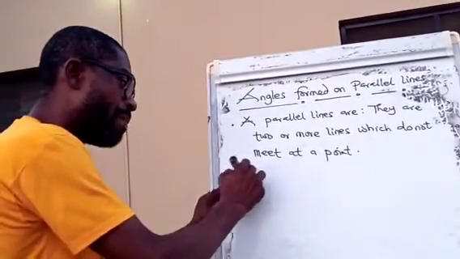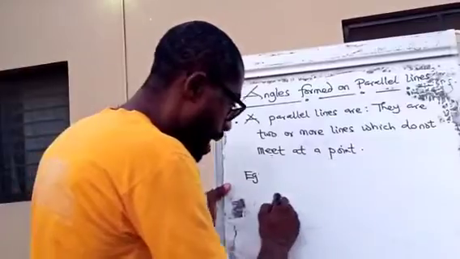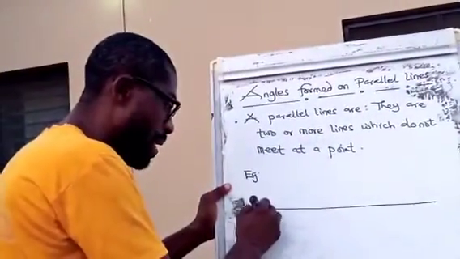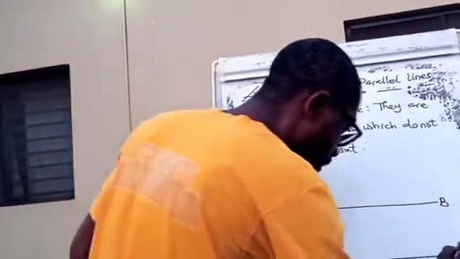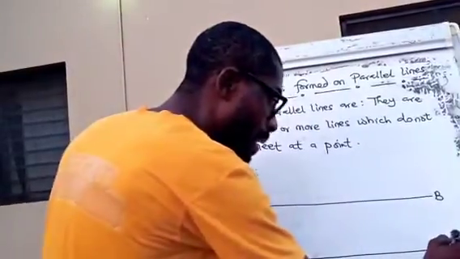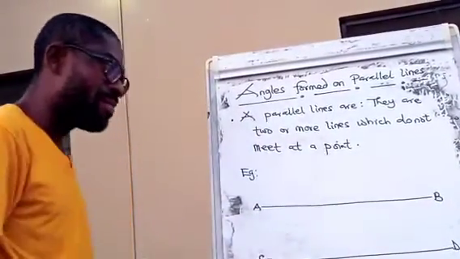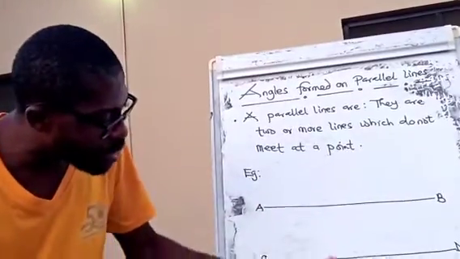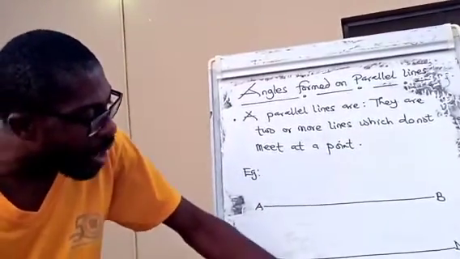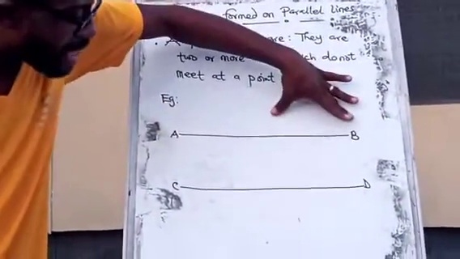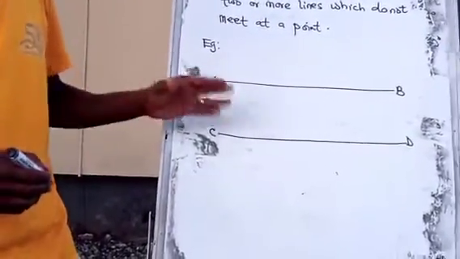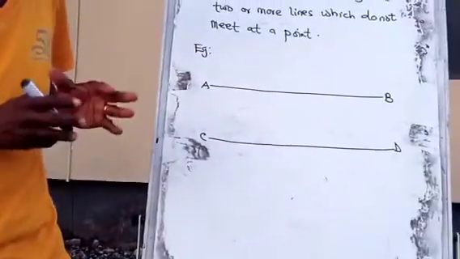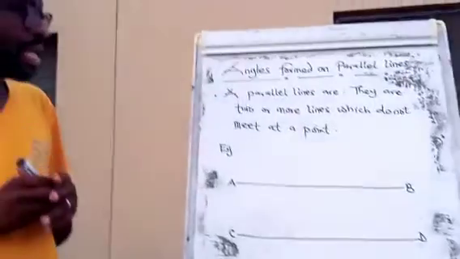So we can have an example such as this. We have line AB. We have another line CD. Remember that the intervals between several parallel lines are always the same. But the extension of line AB and line CD will never meet. And this is what we are going to look at: some angles that can be formed on these parallel lines.